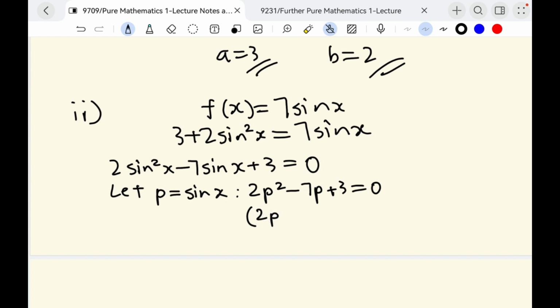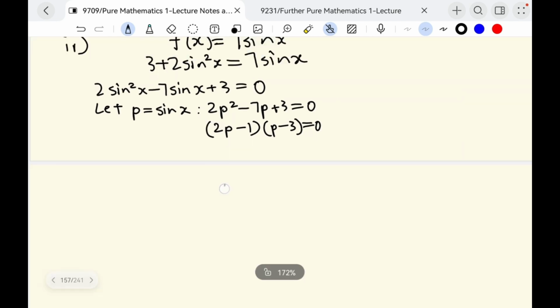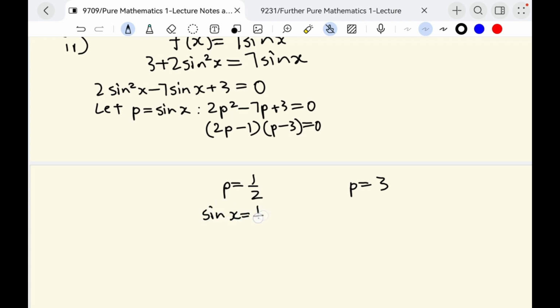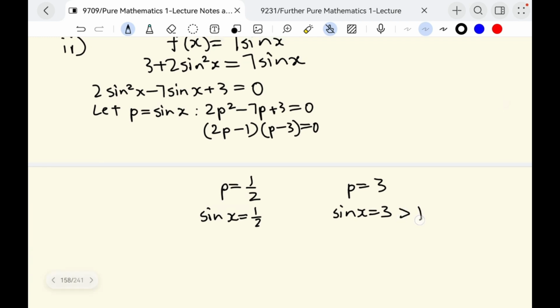Okay, 2p, so you get 2p minus 1 bracket, and then the bracket of p minus 3. Okay, p is 1 over 2 and 3. Recall that p equals sine x, so substitute back: sine x equals 1 over 2 and sine x equals 3. But it is impossible for sine x to equal 3, because 3 exceeds the range of sine, since it exceeds 1.